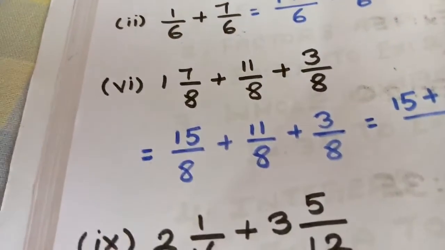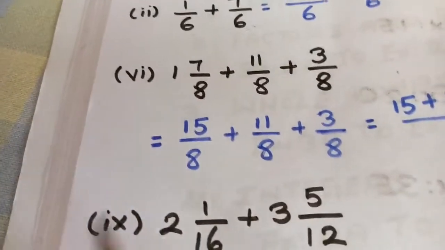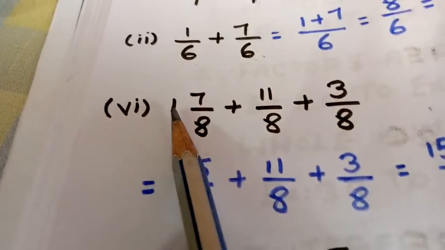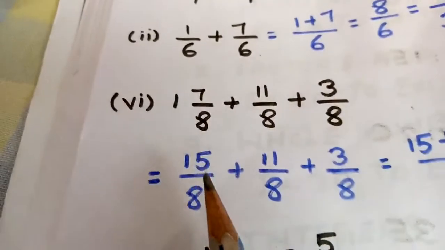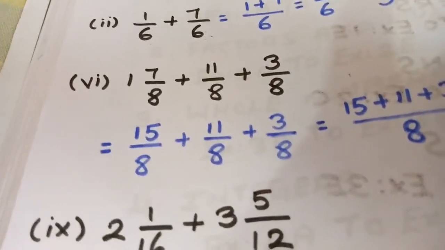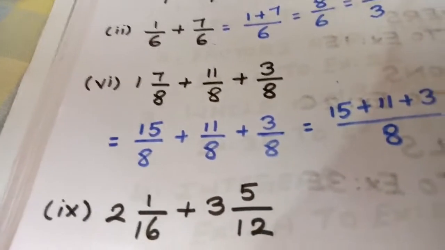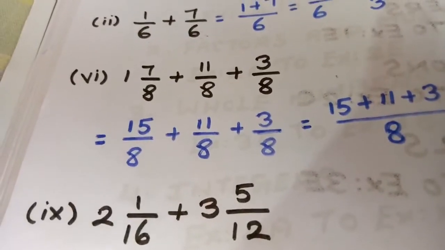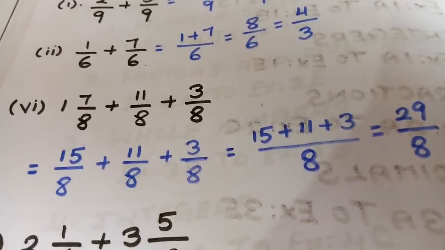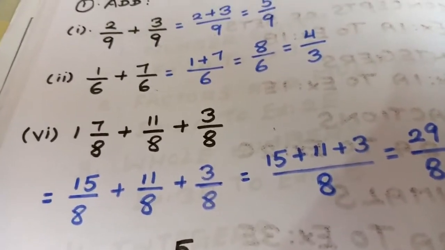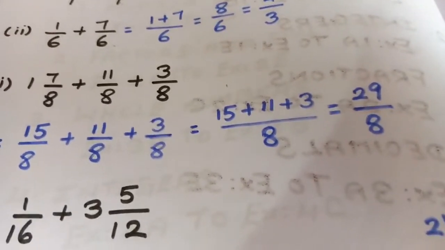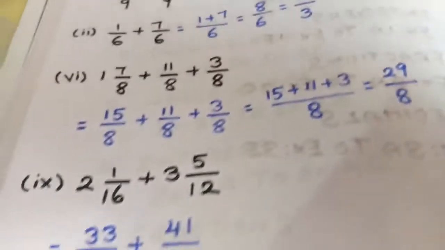So what is the method of converting a mixed fraction into a fraction? First, you are going to calculate this one. 8 into 1, 8. 8 plus 7, 15. That is 15 by 8. 15 by 8 plus 11 by 8 plus 3 by 8. If you check, the denominator part is the same here, students. So write the denominator 8 as it is. Add the numbers at the top, that is 15 plus 11 plus 3. After adding, you are going to get the answer as 29 by 8.